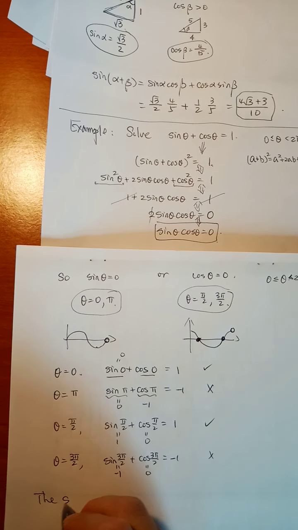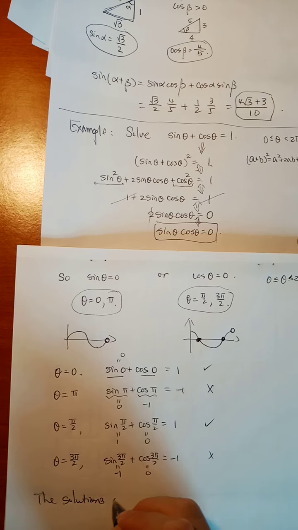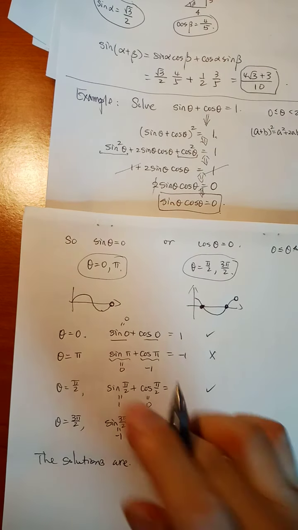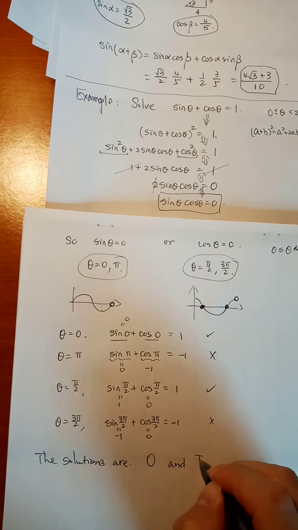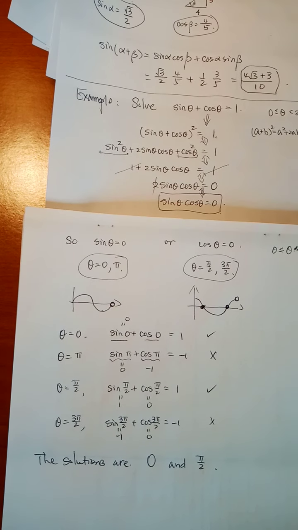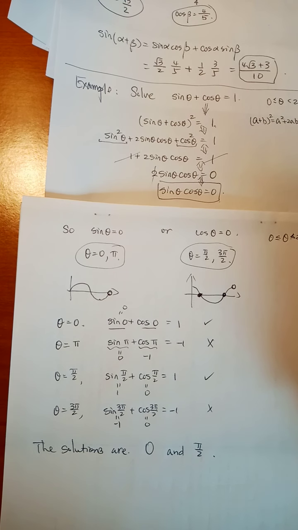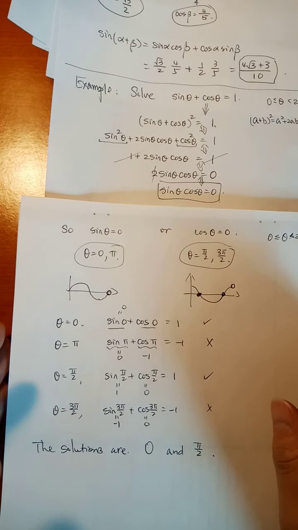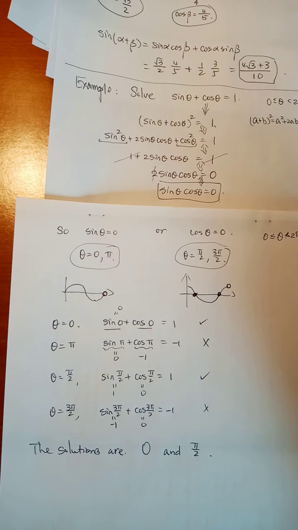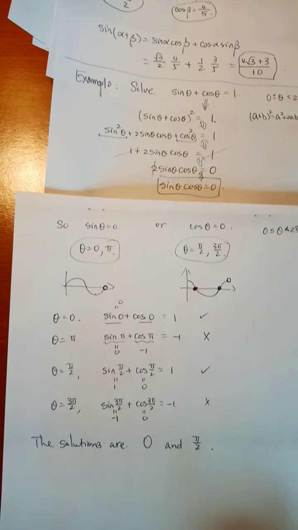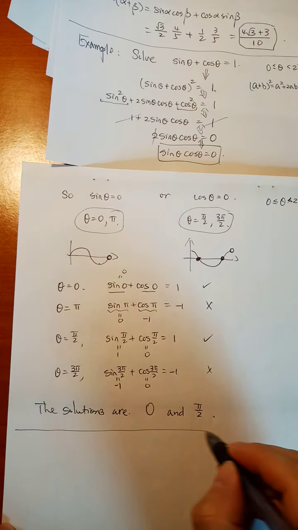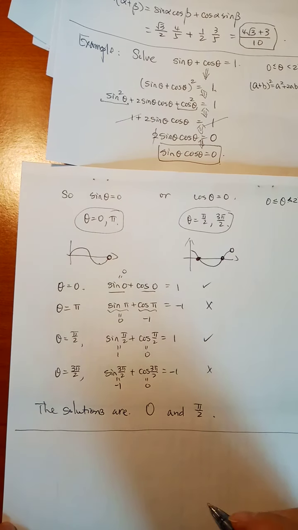So the solutions are 0 and pi over 2. 0 and pi over 2. Not all of them, just 4 of them. Okay. So this is one way to compute it. What about the other way? The other way is application of a trig identity, the sum and difference rule.